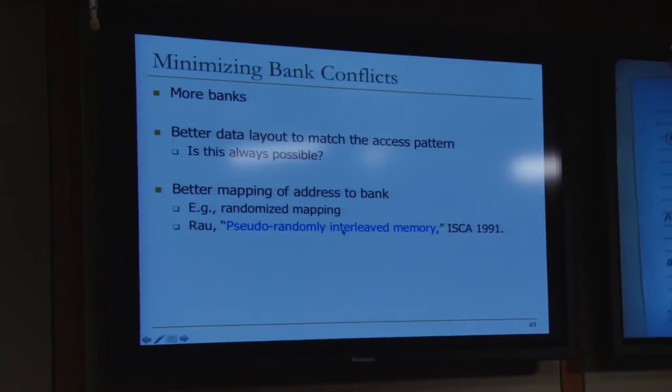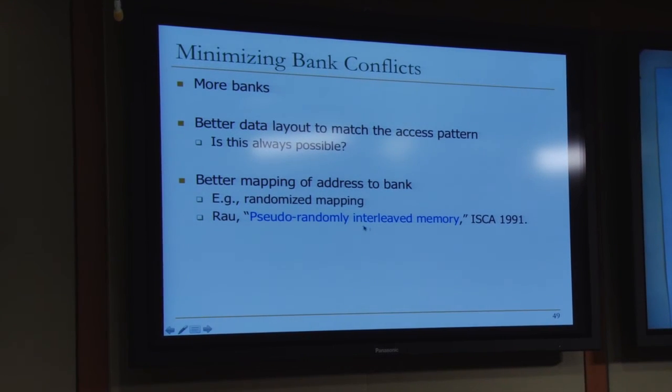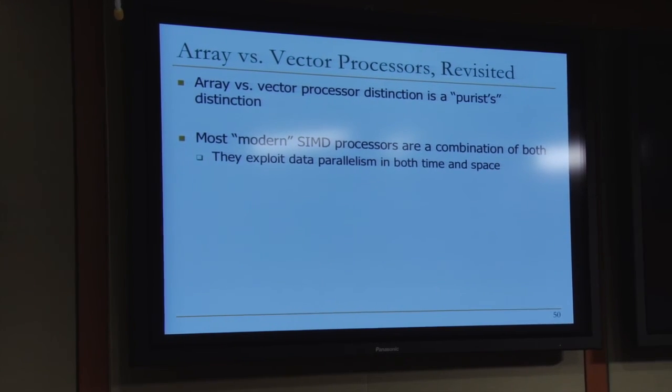And this is a really nice paper, although it's very difficult to read, potentially. I'm not going to suggest that. It's written by Bob Rau on pseudo-randomly interleaved memory. And it was actually developed for this exact reason: how do you minimize bank conflicts in a SIMD processor? Okay. Any questions? This is a fun topic. We'll get back to banking when we talk about memory. But it's really appropriate to talk about banking in the context of SIMD processors, because it's a big bottleneck.